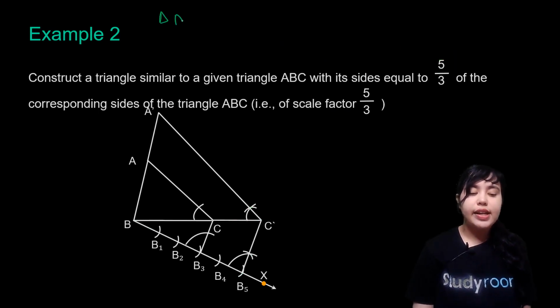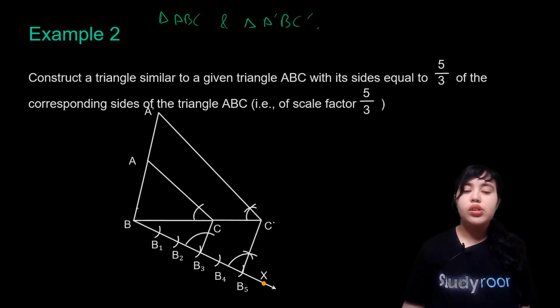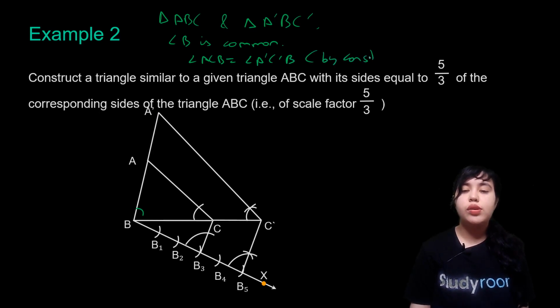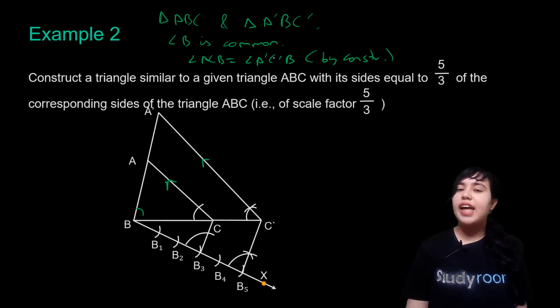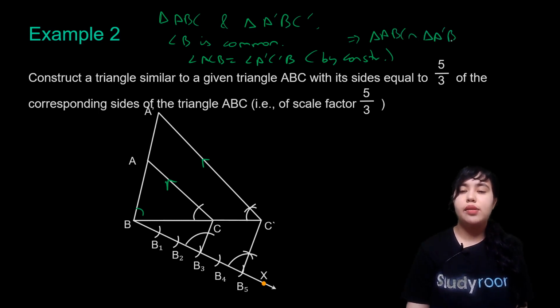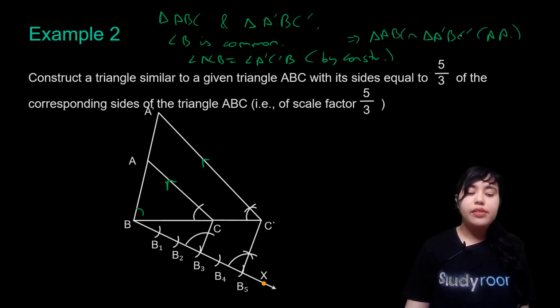So consider triangle ABC and triangle A'BC'. In both the triangles, angle B is common, and by construction, angle ACB is equal to angle A'C'B. Okay, by construction, because we wanted to make AC and A'C' parallel to one another. So if two corresponding angles of two triangles are proven to be equal, we can say that the two triangles are similar to one another by the AA similarity criterion. And if they are similar, it means that the corresponding sides would be in the same ratio.